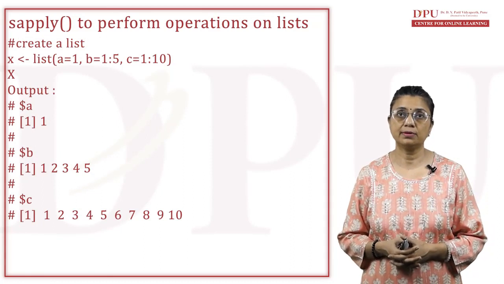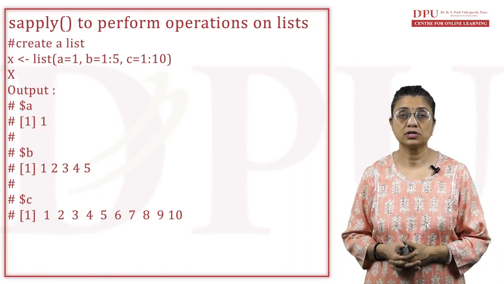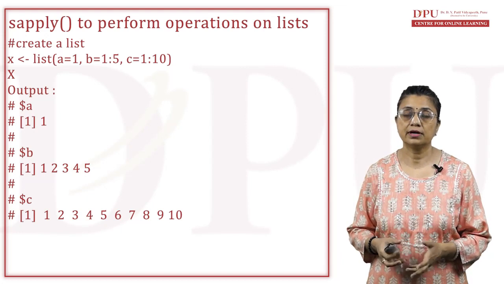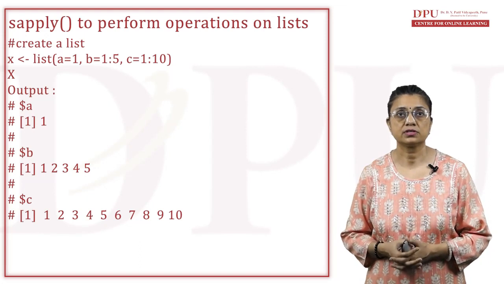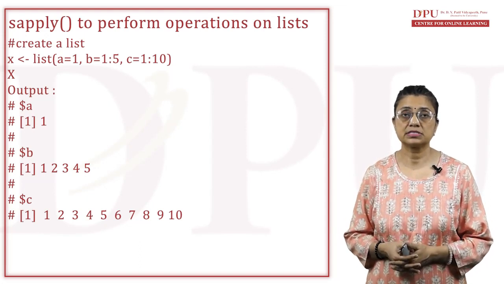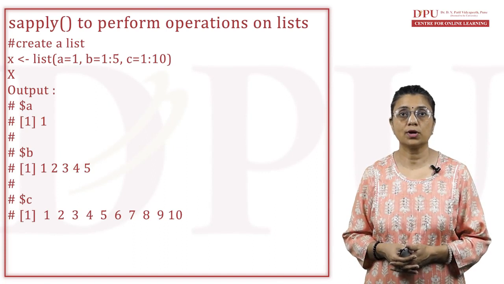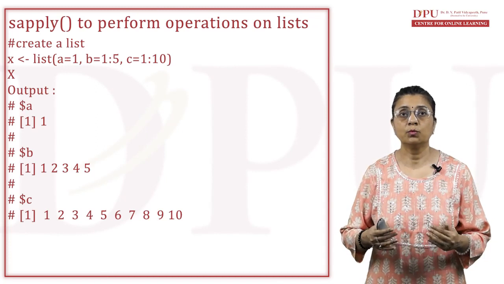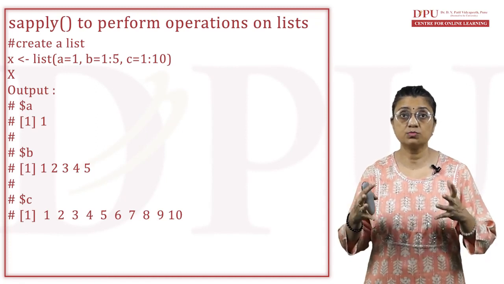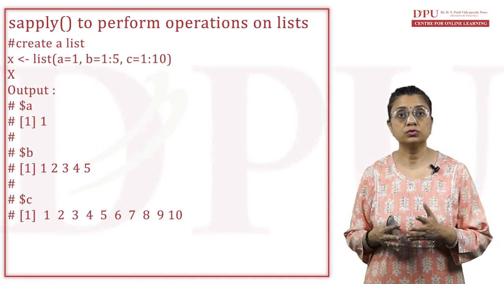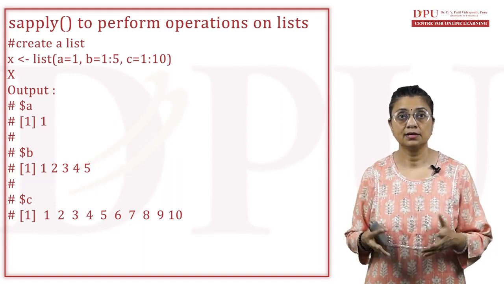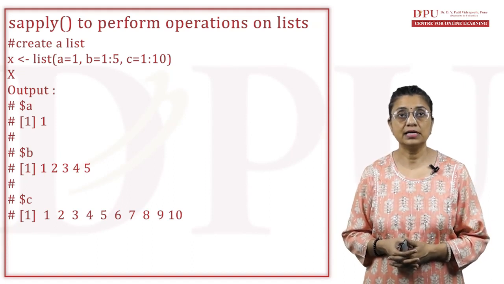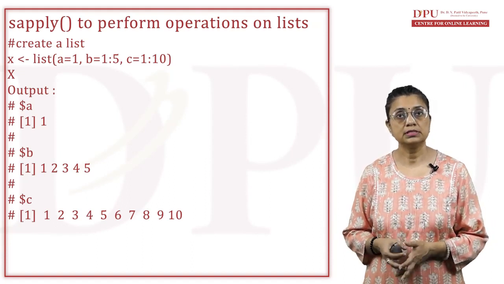Let's have a look at the sapply function to perform operations on lists. So now we have done sapply on the matrix, and here we want to do it on lists. So we have a list where A equals 1, B equals 1 to 5 and C equals 1 to 10. You can see over here that the moment I type X and press enter, I get my output, which is 1, then 1, 2, 3, 4, 5, and C is 1, 2, 3, 4, 5, 6, 7, 8, 9, 10. So you can see that we are very easily printing the output on the screen.